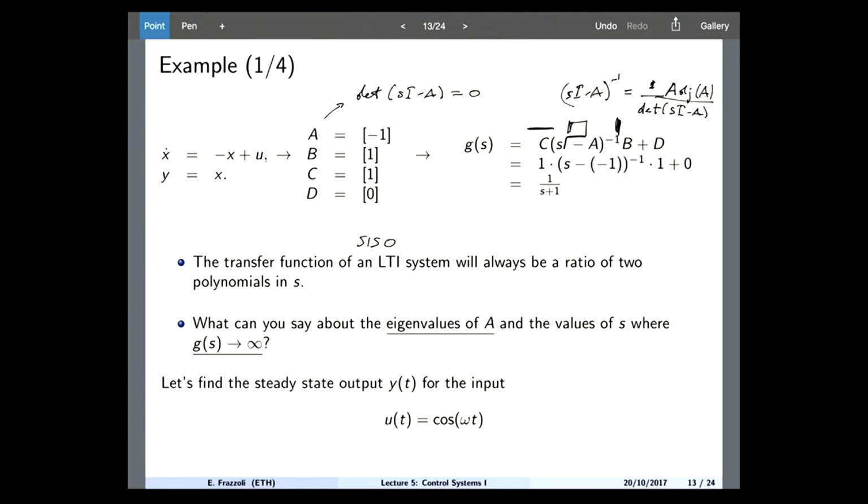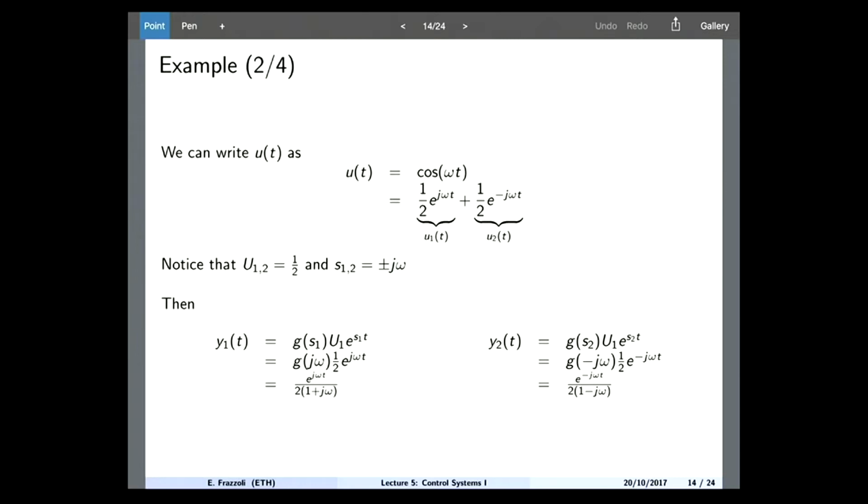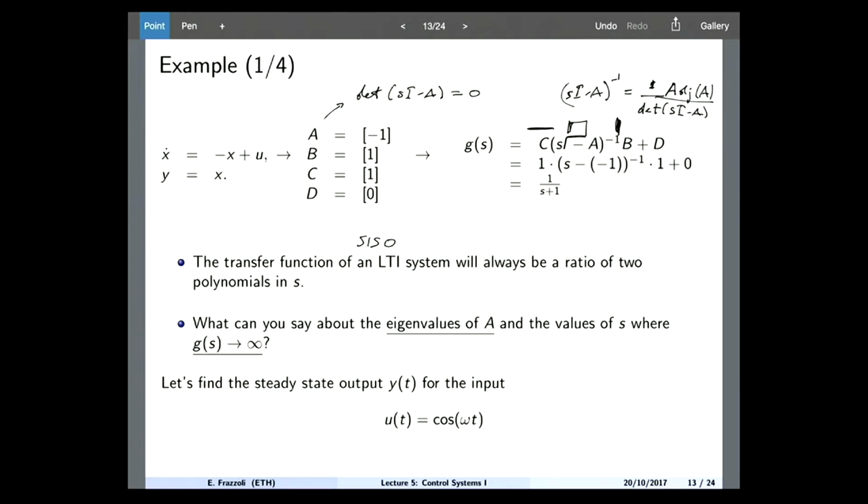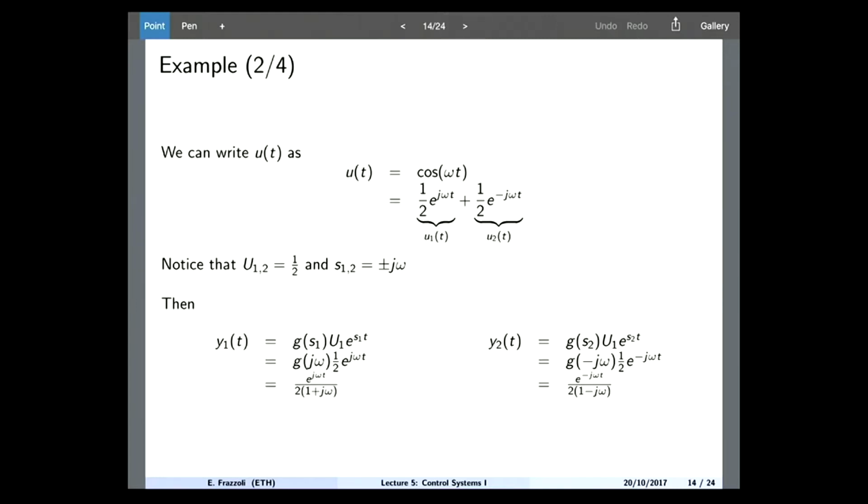Okay, so in this particular case, the transfer function is 1 over s plus 1. Let's try to figure out the steady state output given an input u of t equal to cosine of omega t. Why do I choose this? Just because. This is just one example. Let's figure out what happens if I give a sinusoid as an input. So as you know, cosine omega t, I can write as the sum of these two complex conjugate exponentials, right?